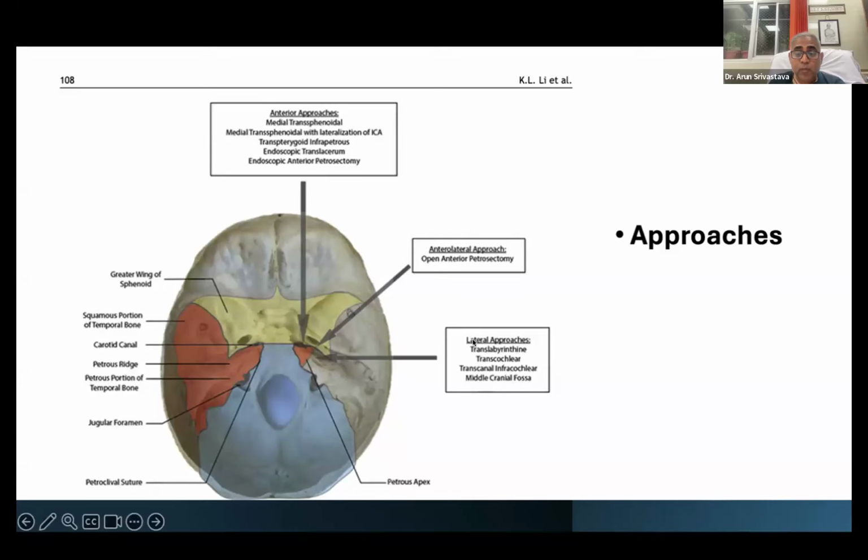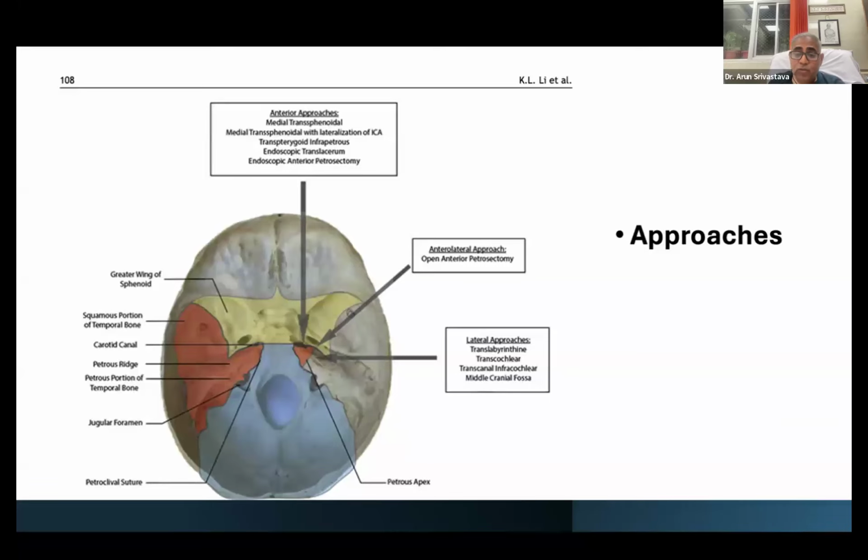And there are lateral approaches as a part of complete petrosectomy. There you can remove the anterior petrous as well, which are translabyrinth, transcochlear kind of approaches. That too is not my point of interest to discuss today. I'll be discussing mainly the anterolateral approach, that is open anterior petrosectomy.